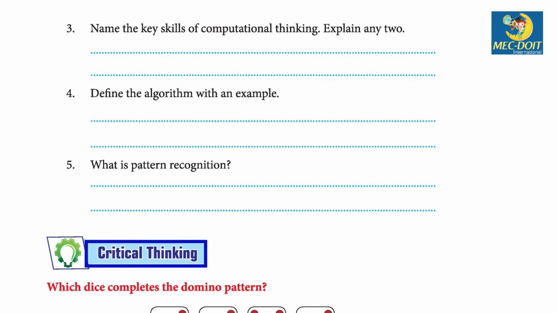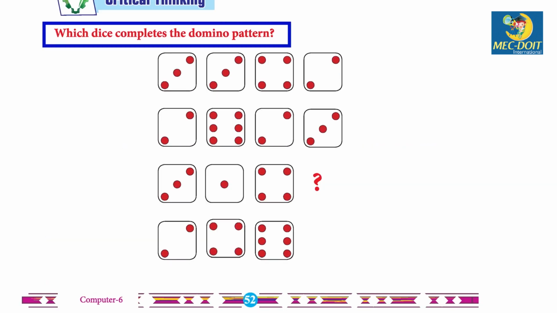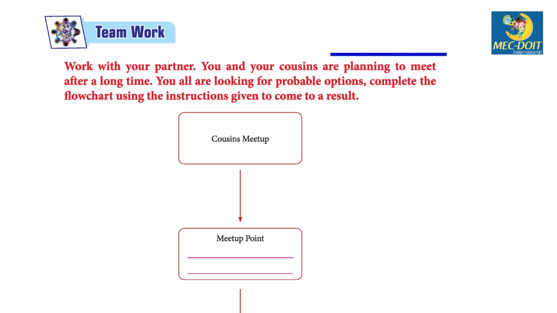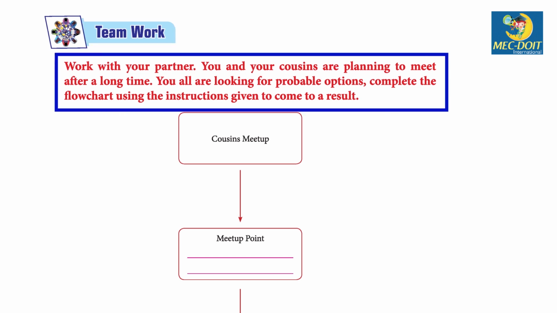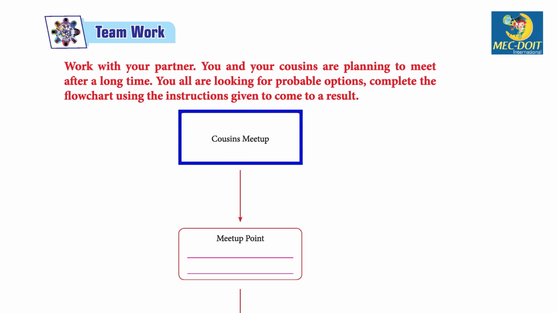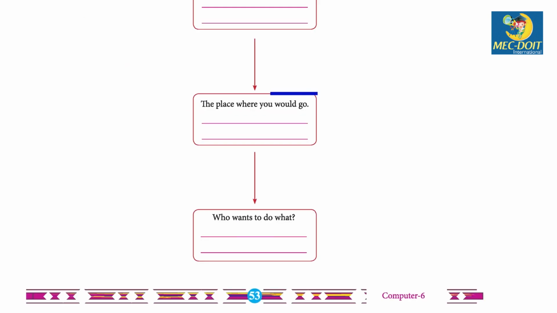Critical thinking. Which dice completes the domino pattern? Answer: students will do it themselves. Teamwork. Work with your partner. You and your cousin are planning to meet after a long time. You are looking for probable options. Complete the flowchart using the instructions given to come to a result. Cousin meetup. Meetup point: the place where you would go. Who wants to do what? Answer: students will do it themselves.